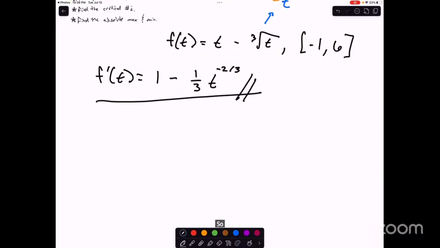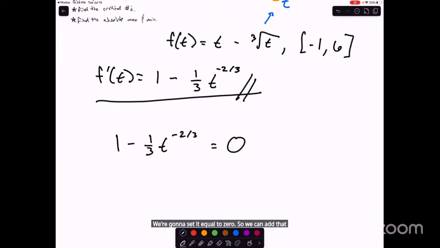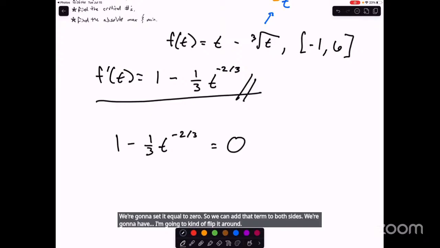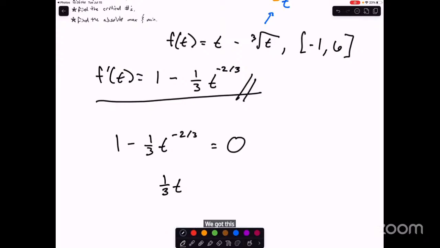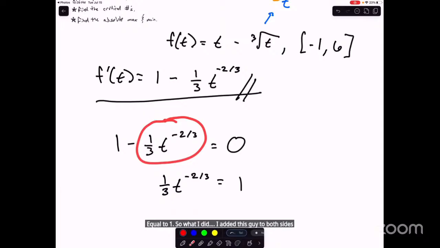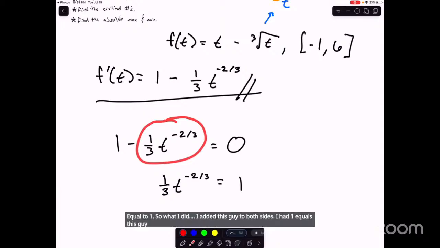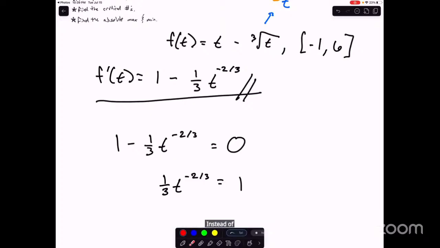So then we have this 1 minus 1/3 t to the negative 2/3. We're going to set it equal to 0. So we can add that term to both sides. I'm going to flip it around. We got this 1/3 t to the negative 2/3 equal to 1. What I did was add this term to both sides. I had 1 equals this, and then I just reversed the order. Instead of 1 equals this, I wrote this equals 1.